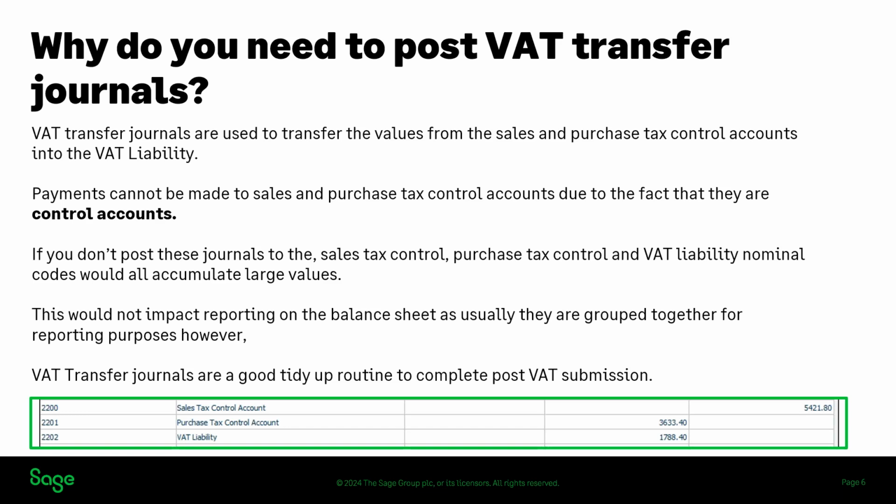But also, it just means that you're moving what's owed for that particular period, whether that be a month, a quarter, or a year, out of the sales and purchase tax control accounts and showing what the true liability is to HMRC or ROS until you can actually make the payment or the receipt in that case.